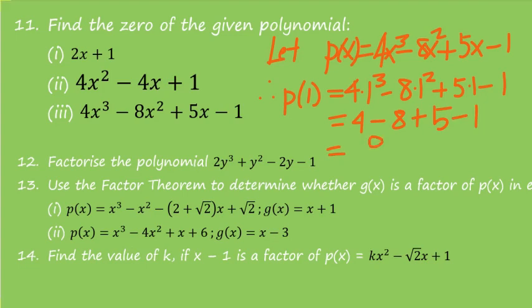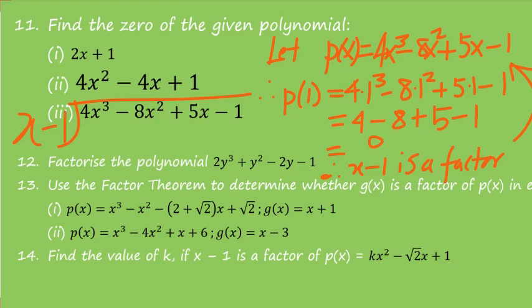So since p of 1 is equal to 0, we don't need to do any more, and we can say by the factor theorem that since p of a is 0, then x minus a is a factor. So p of 1 is 0, therefore x minus 1 is a factor. Factor of which one? Factor of p(x). And then we need to divide this polynomial 4x cube minus 8x square by x minus 1, but the division process is too long, hence we shall use a different process for solving it.